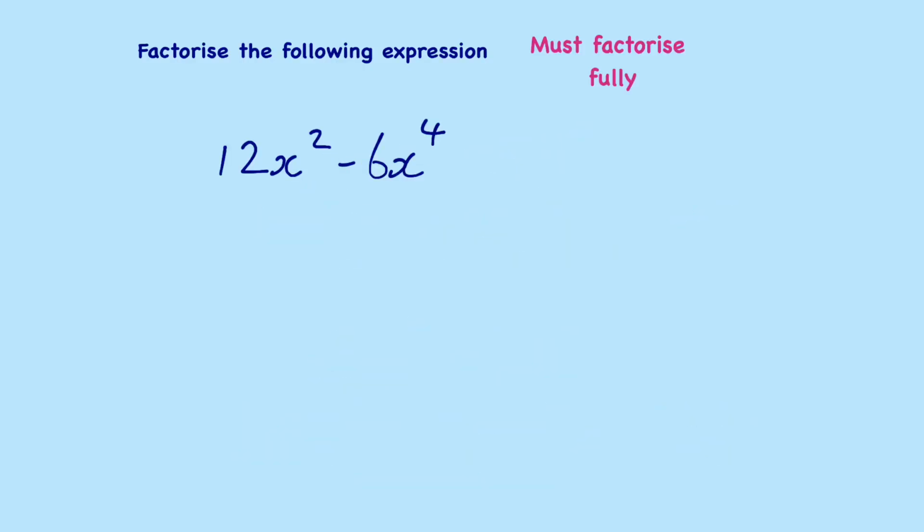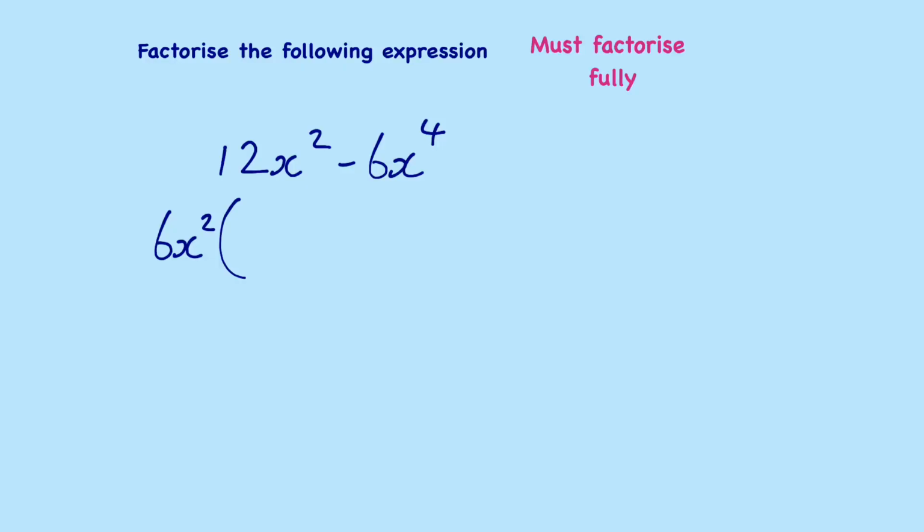Here's another one to try. And remember to factorise it fully. So the biggest number that will divide into the 12 and 6 is 6. And then we have x squared, we'll divide into both of them. So we have 6x squared.